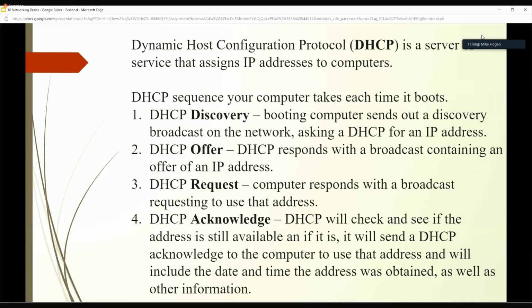So every time you boot up your machine, if you don't have a static IP address, it's going through that process. Now, what you may find is that it seems like you always have the same IP address. You get a lease for an IP address for an extended period of time. And even when it's released and renewed, you may get that same IP address right back. That's not uncommon, especially if you've got a small number of hosts on your network.